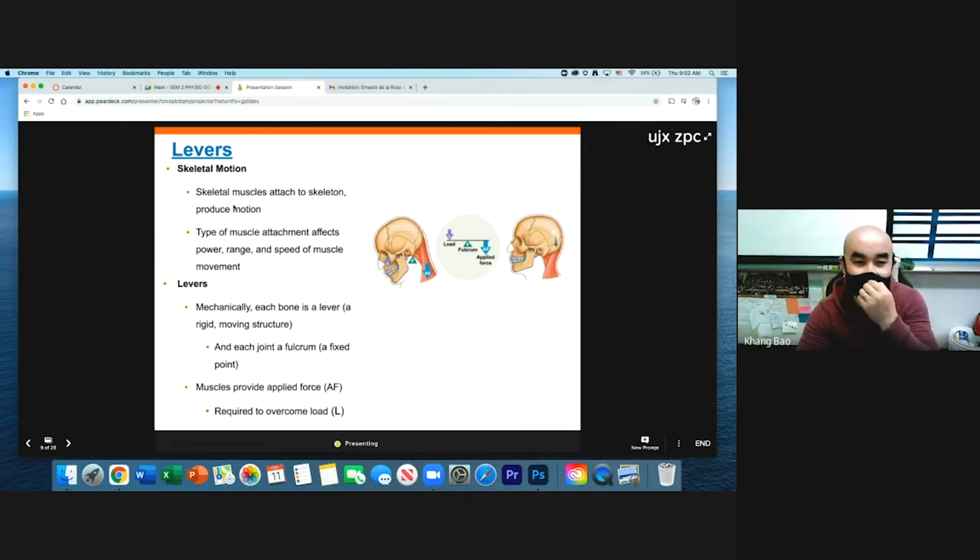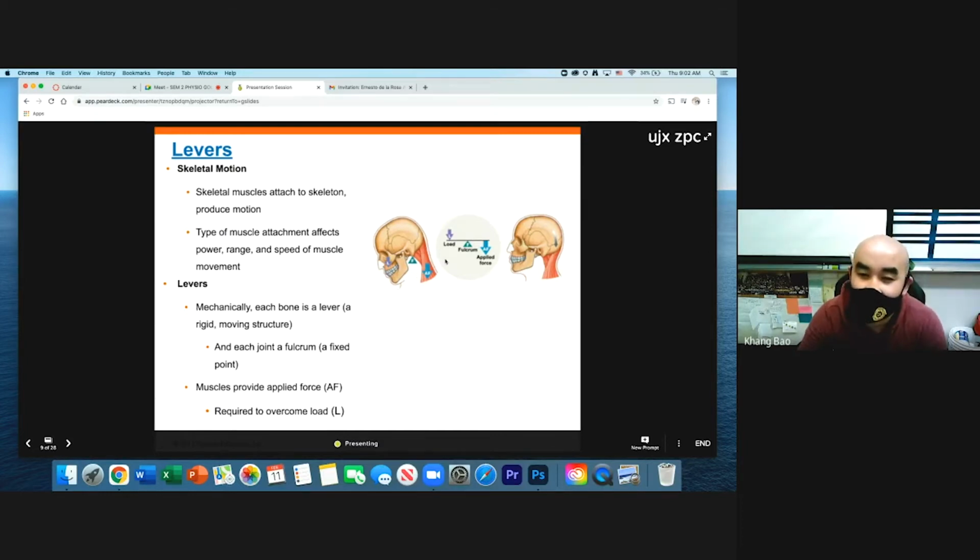Skeletal motion: skeletal muscle is attached to the skeleton. That's why it's called skeletal muscle. It produces motion. The type of muscle attachment affects the power, the range, and the speed of the muscle movement, or what we call the lever. A lever is how each bone is connected to the muscle, or the muscle connected to the bone, to create a movement. And how they are connected can determine the strength of the movement.